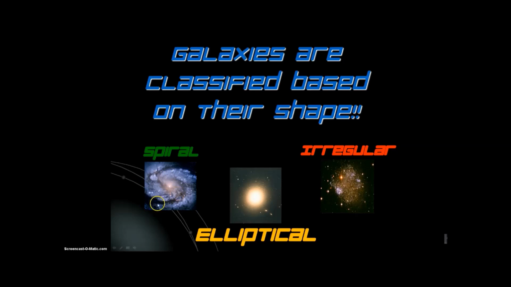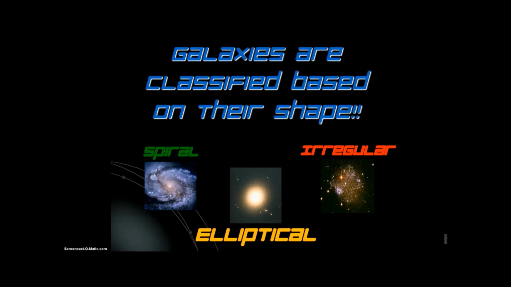First is spiral. It looks like a hurricane or a pinwheel, as you can see here. There's elliptical. It looks kind of like an egg. It's round, circular in shape. And then you have irregular. Irregular galaxies don't have a definite shape. Now, each one of these galaxy types has characteristics that we need to know about.